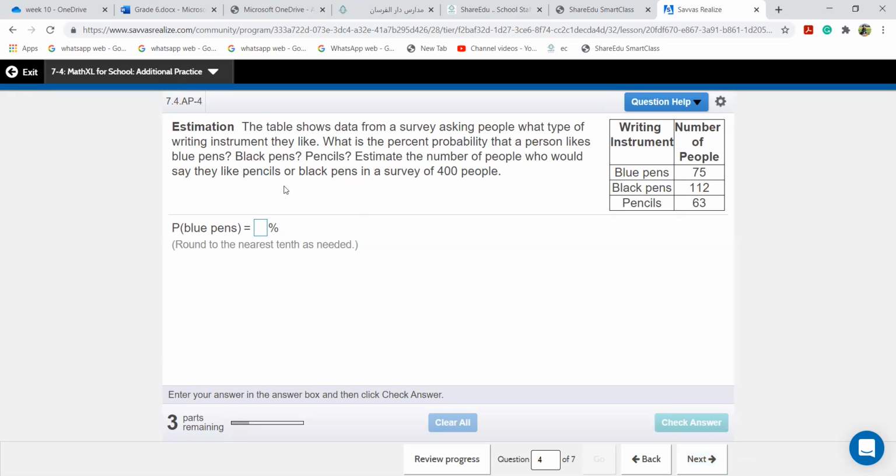Okay. The table shows data from a survey asking people what type of writing instrument they like. What is the percent probability that a person likes blue pens, black pens, and pencils? Estimate the number of people who would say that they like pencils in a survey of 400 people. Now, girls, add this and tell me, Noor.